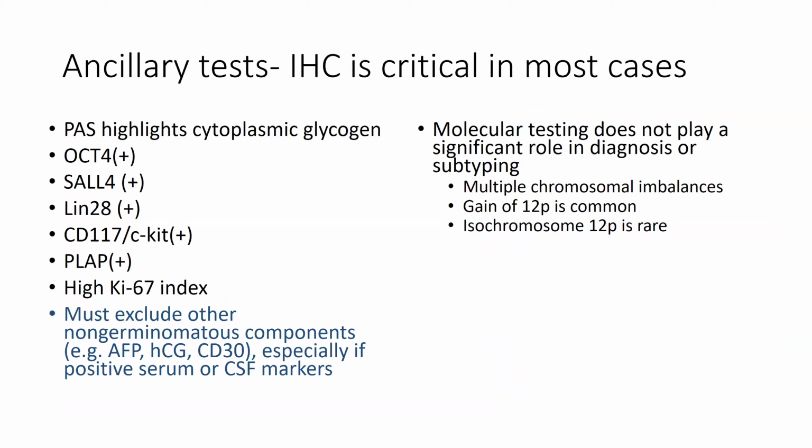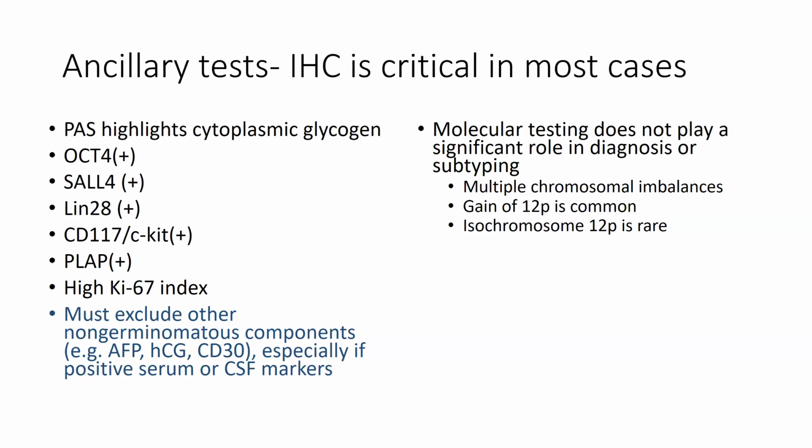Regarding ancillary tests, IHC plays a pretty critical role, especially in small biopsies or ones that have crush artifact, because it's very important to exclude other non-germinomatous components. So in most cases, I do screen using AFP, beta HCG, and CD30, especially if there are positive serum or CSF markers to suggest that this might be a mixed malignant germ cell tumor.